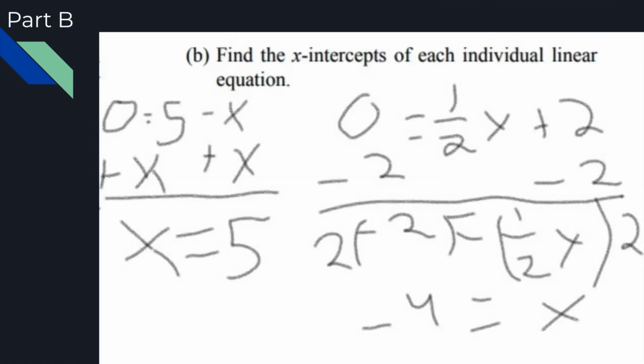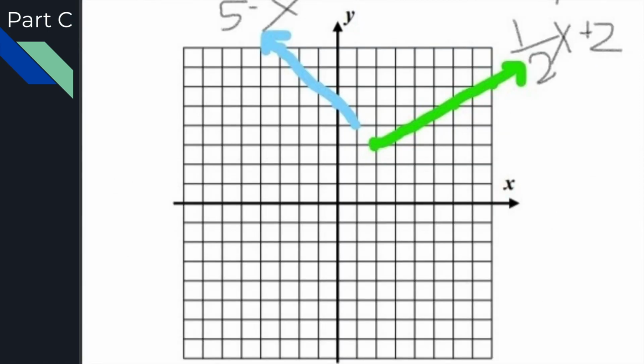Moving on to part B, it asks us to find the x-intercepts, also known as zeros. The y value of x-intercepts is 0, so substitute that into each formula and you get x equals 5 and x equals -4. Part C asks us to create a graph, which is shown now on the screen.